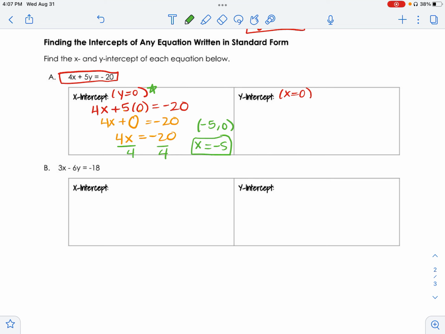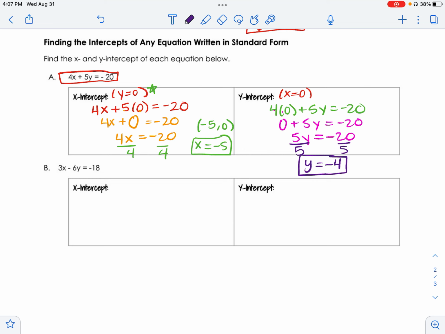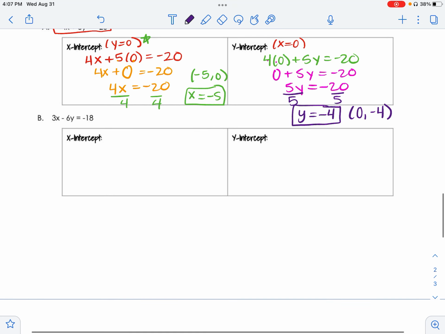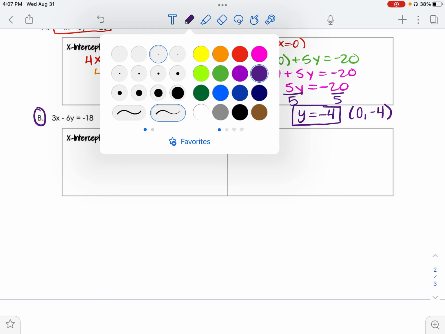All right, for the y-intercept, I'm plugging in 0 for x. So this becomes 4 times 0 plus 5y equals negative 20. And now I'm going to simplify and solve. 4 times 0 is 0. Bring everything else down. 0 plus 5y is just 5y. Dividing both sides by 5, I get y equals negative 4. There's my y-intercept, and if I write it as an ordered pair, that's 0 comma negative 4. All right, pause. You try B, come back, and I'll go over it with you.